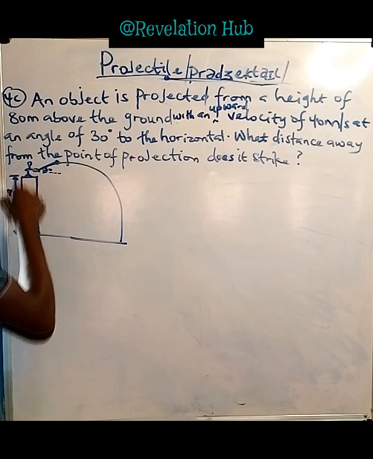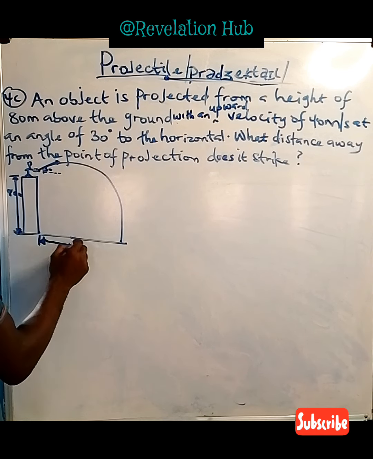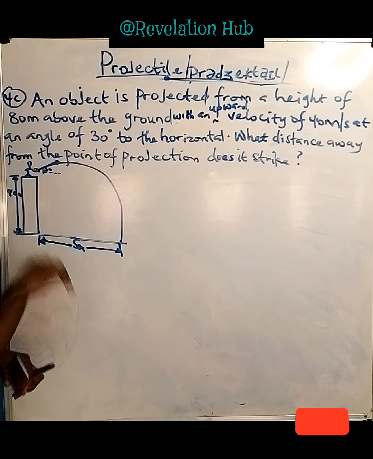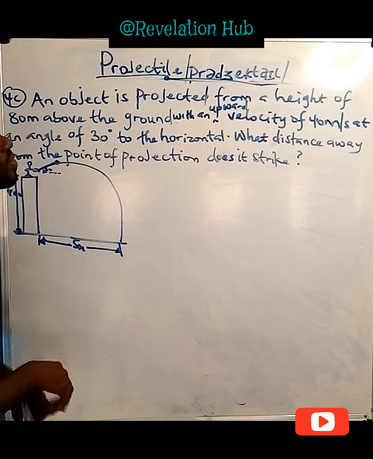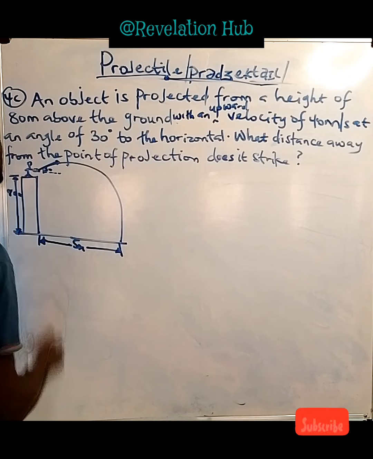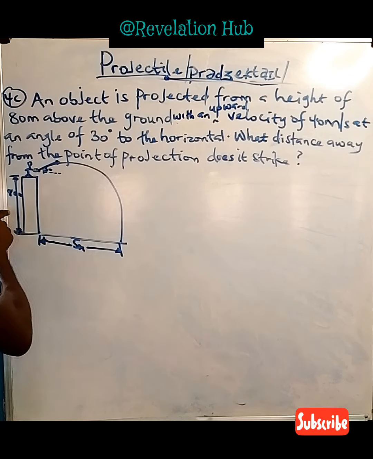So we have the height already, 80 meters. We are asked to get the distance away. Here we are not talking about range fully. We are talking about trajectory, this path. That's what we're talking about. So we're asked to get the distance from the point of projection where it hits or strikes. So how do we get this? We have the height already along the y-axis.